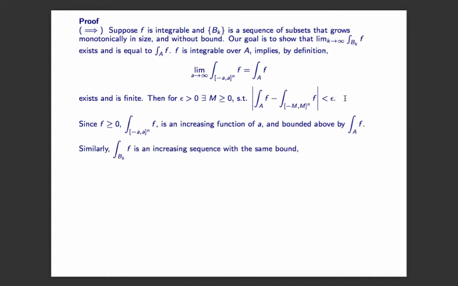Similarly, because B_k is a growing sequence of subsets, the integral of f over B_k is an increasing sequence, or we could say an increasing function of natural numbers k, and it also has the same upper bound. Also, the fact that these subsets B_k grow without bound means that I can choose a capital K large enough to contain the cube negative m to m to the nth power.